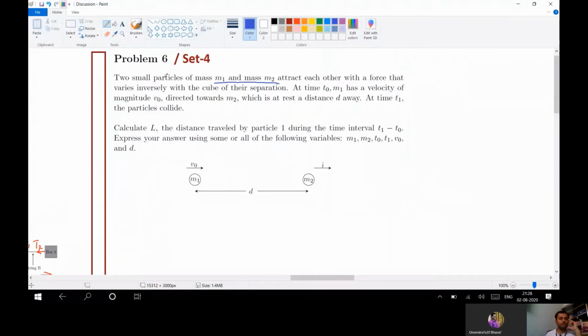The question says there are two masses, two particles, number one is M1, other is M2, and they attract each other with a force that varies inversely with the cube of their separation. It means they are talking about a new force. Let me write it: F is directly proportional to 1 upon x cube, or you can say it is inversely proportional to x cube, where x is the separation between the two masses.